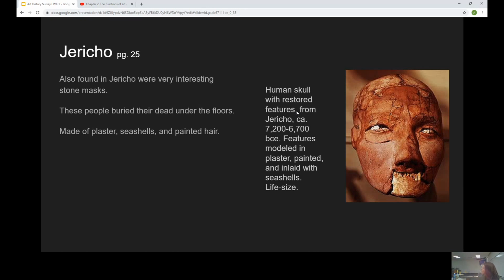These people in Jericho, this is so gross, they buried their dead under their floorboards. And the dead would have been mummified and they had masks over top. And this is one of the masks left behind. It was painted plaster with inlaid shells for the eyes and teeth. It is life size.